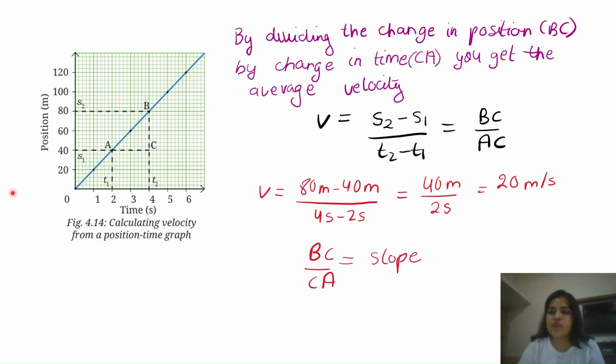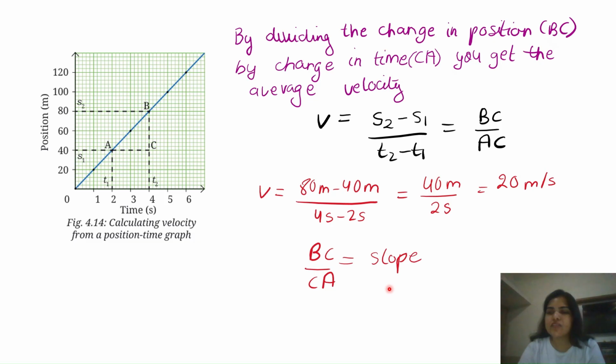The magnitude of average velocity can be calculated by the formula v is equal to (s2 minus s1) upon (t2 minus t1). That is, v is equal to 20 meters per second. BC by CA gives us the slope. From a position time graph, by finding the positions of the object at two instants of time, you can calculate the average velocity. The slope of the line AB connecting initial position A and final position B.